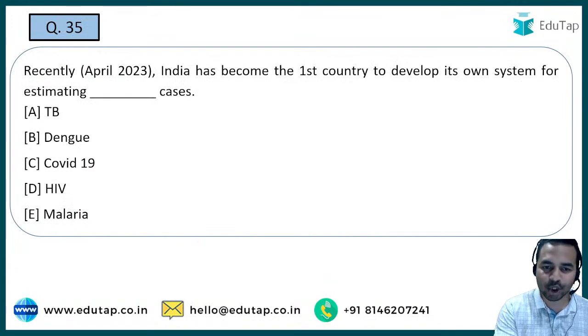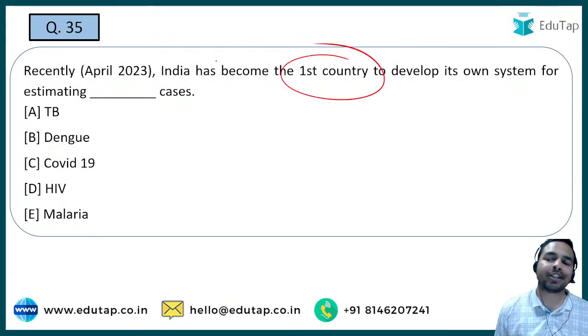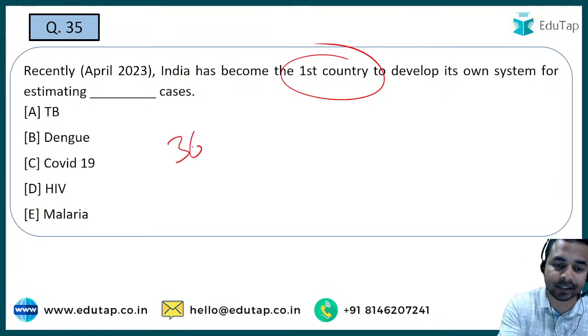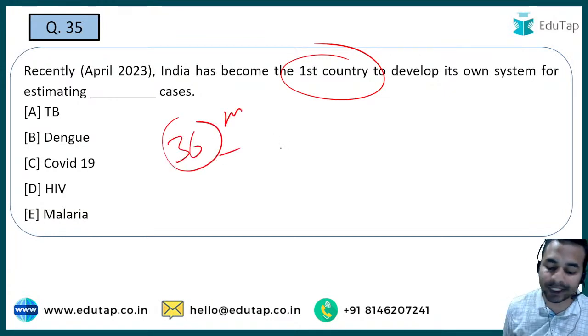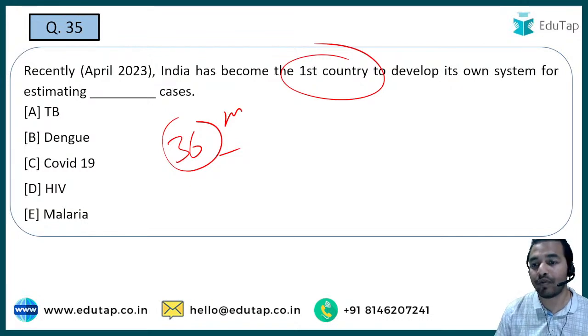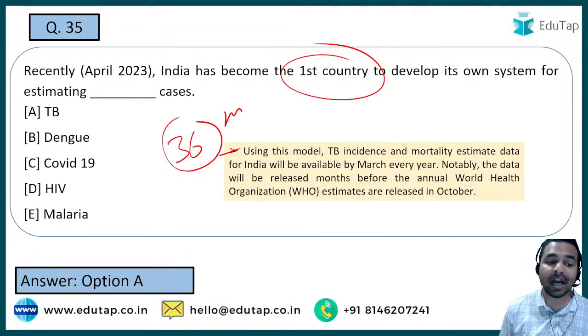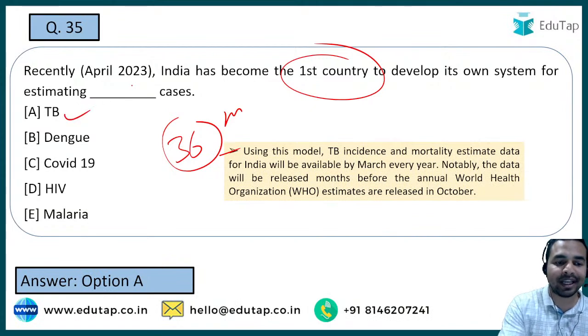Now the next question. India has become the first country to develop its own system for estimating dash cases. See guys, this particular thing, let me tell you that recently the 36th Stop TB Partnership Board meet was held in Varanasi, and during this, India has unveiled its new mathematical model with which India can basically estimate the TB cases in India, and that is why the right answer is option A, that is TB.